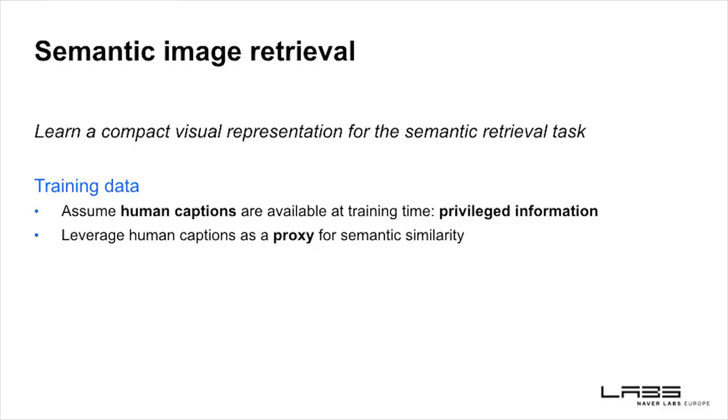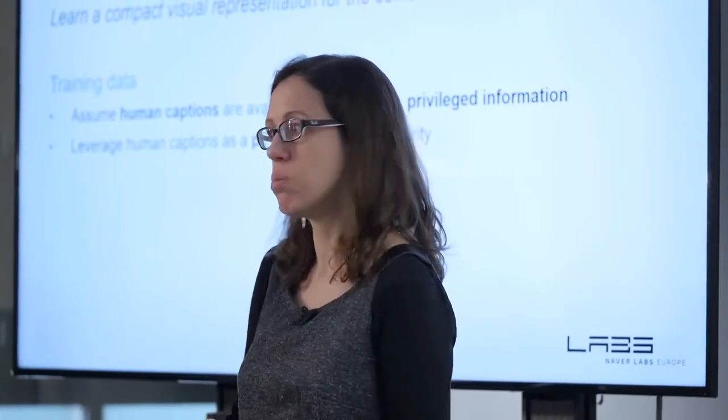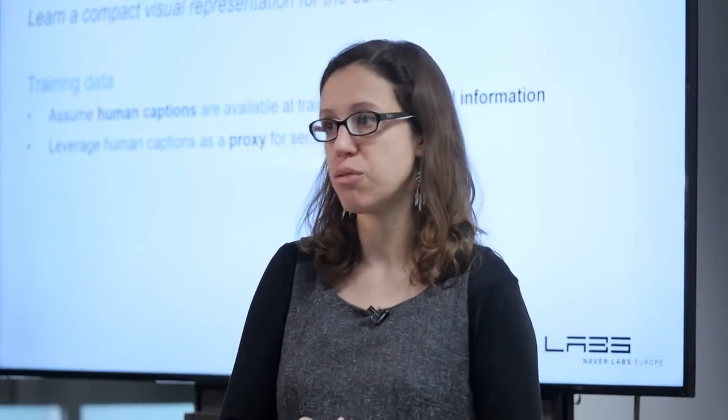We have at least the text for some images, because that's the data set where we did our study. So we're going to assume that we have human captions at train time. We're going to use these captions as privileged information. And we're going to leverage human captions as a proxy for semantic similarity, because we cannot make training data with real annotation from people. We will never have large-scale enough data.